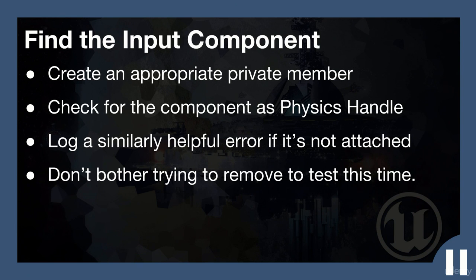Don't bother trying to remove the component to test this time. It's not easy to stop that input component coming on the pawn at runtime. So don't bother trying to remove it, but just make sure that you've got all your error code there. And when it actually does find the input component, we are going to write code in that top part of the if statement. In the physics handle, we just wrote a comment saying, well, we've got the physics handle, yippee, but we don't need to do anything right now. Well, in this case, with the input component, just pop another log entry in, perhaps just to say input component found, and then we'll replace that later on with the actual input code. So go ahead, pause the video, at least find the input component for me.